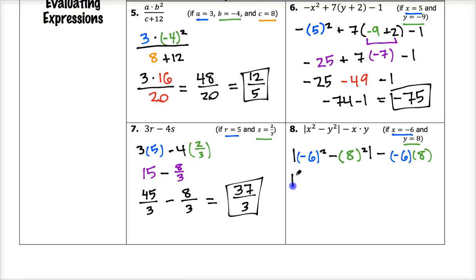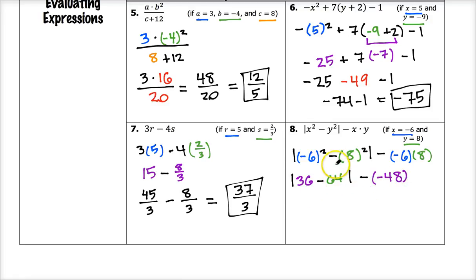Okay, so inside our absolute value bars, negative 6 squared is positive 36. 8 squared is positive 64, but there's still subtraction in the middle. And then we're subtracting on the outside, negative 6 times 8. Well, negative 6 times 8 is negative 48, so we have a minus minus on the outside, which will change in the next step.